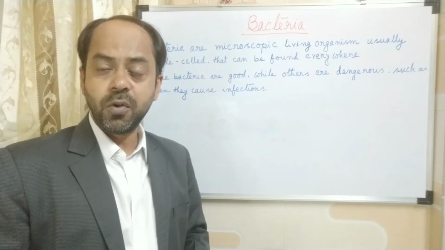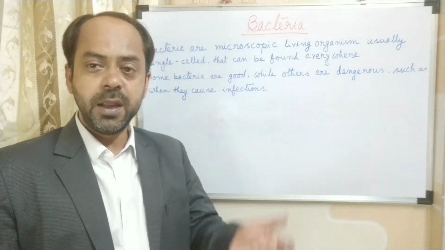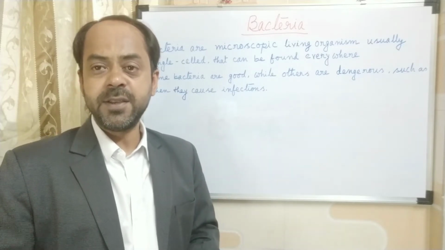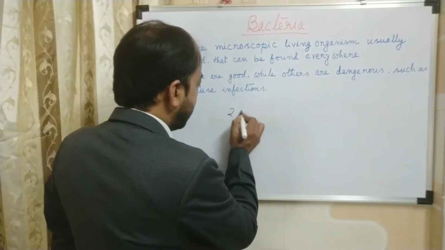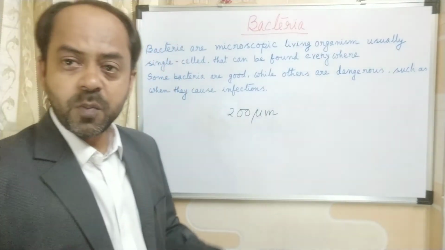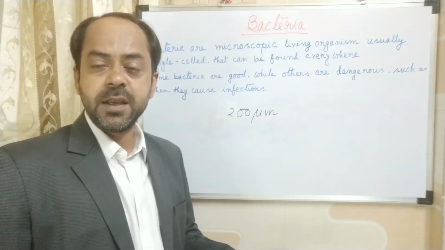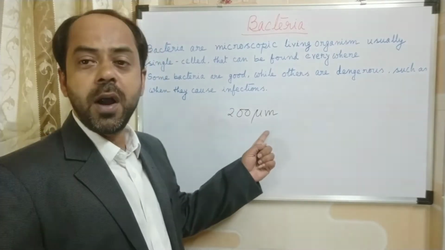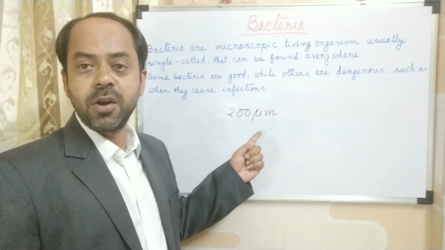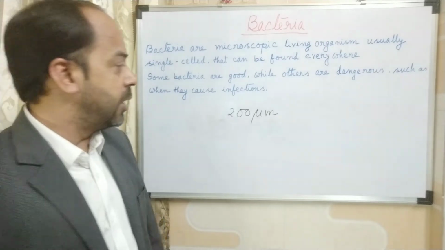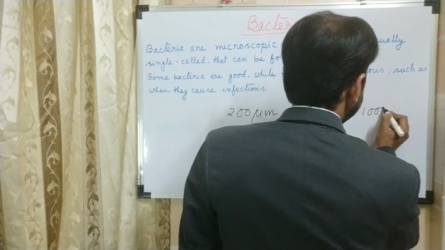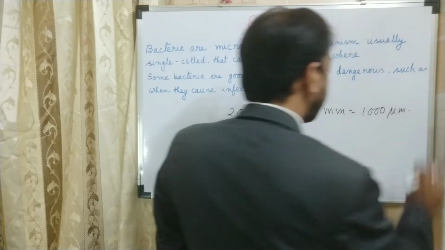Many of you know that our human eye, without any aided glasses, can see the smallest particle of size 200 micrometer. The human eye with normal vision can see objects up to 200 micrometer. Less than that, the human eye cannot see. And micrometer means 1 millimeter equals 1000 micrometer or micron.